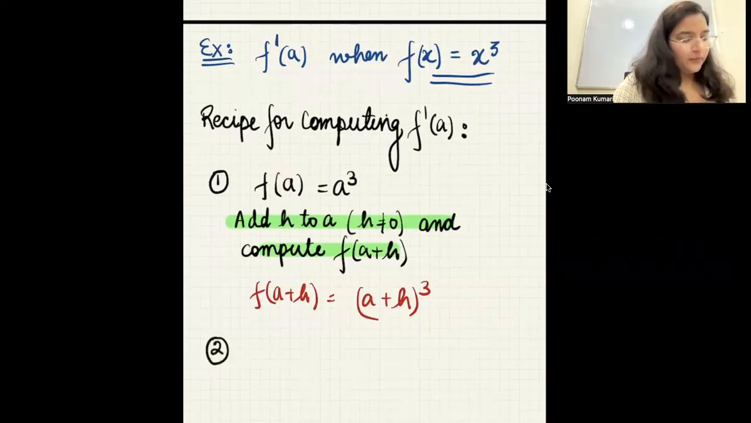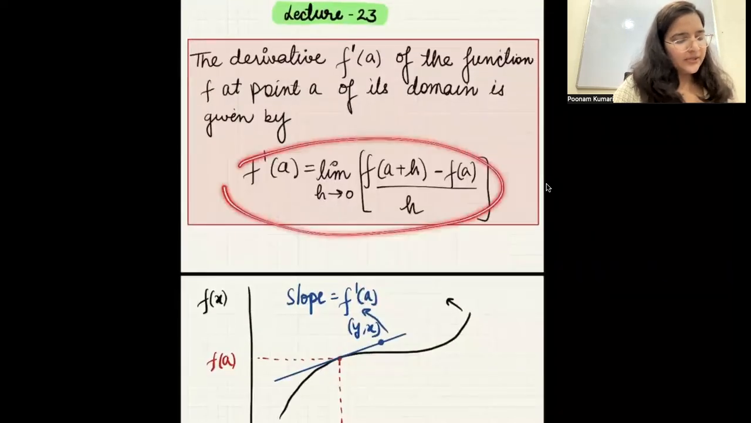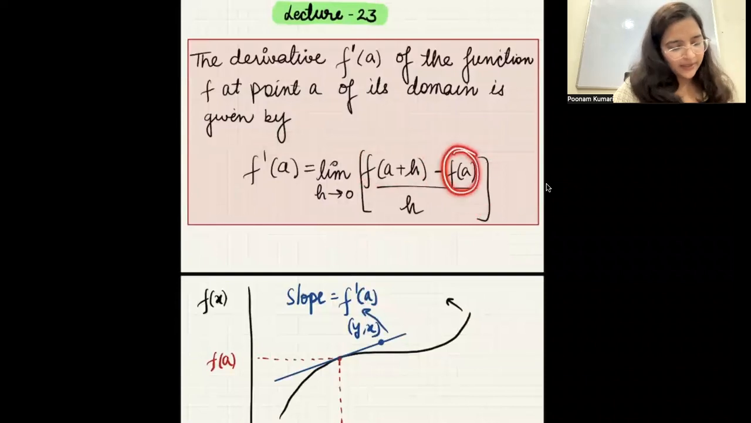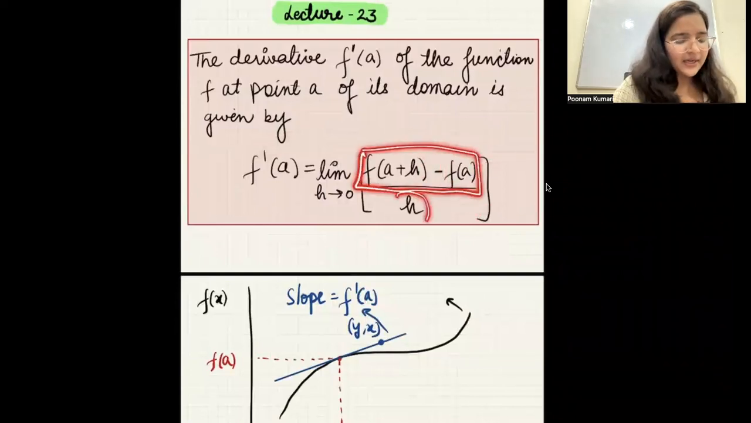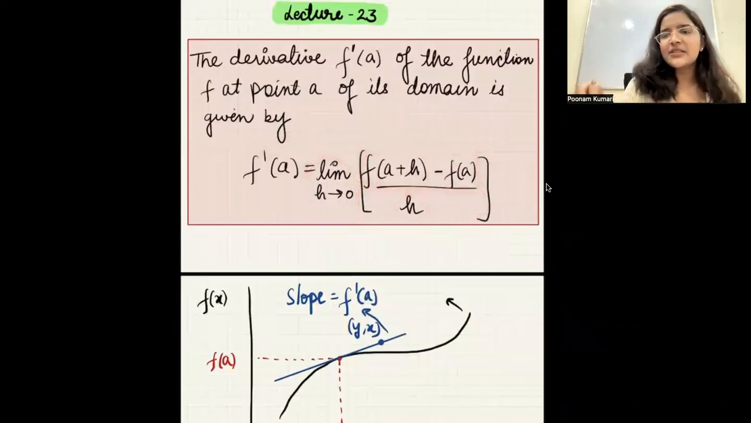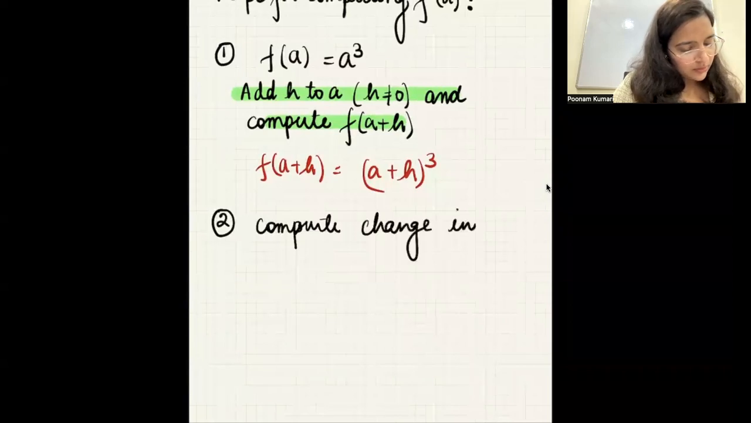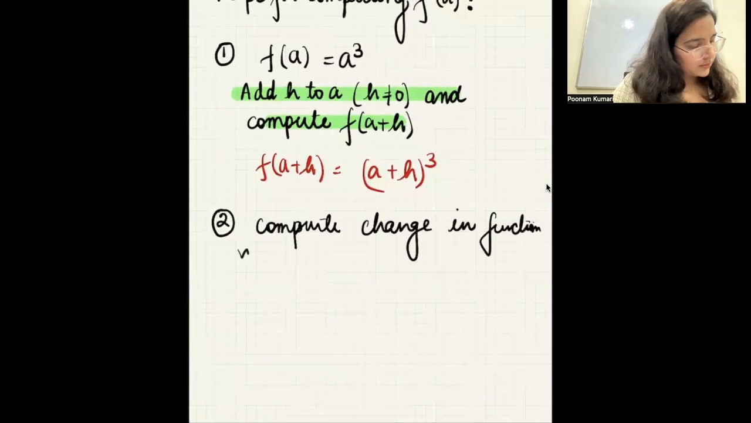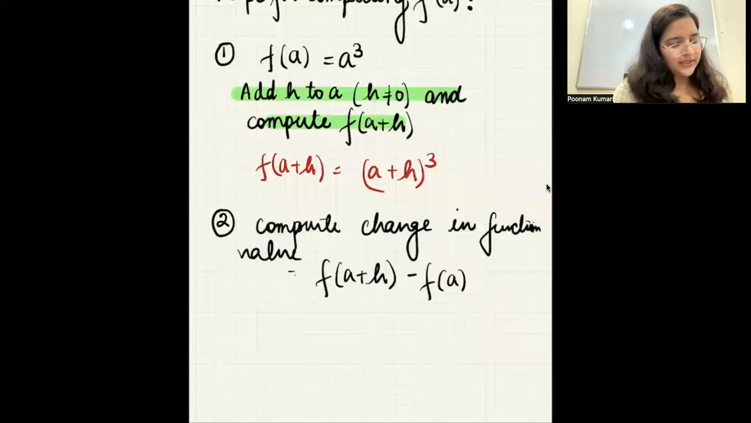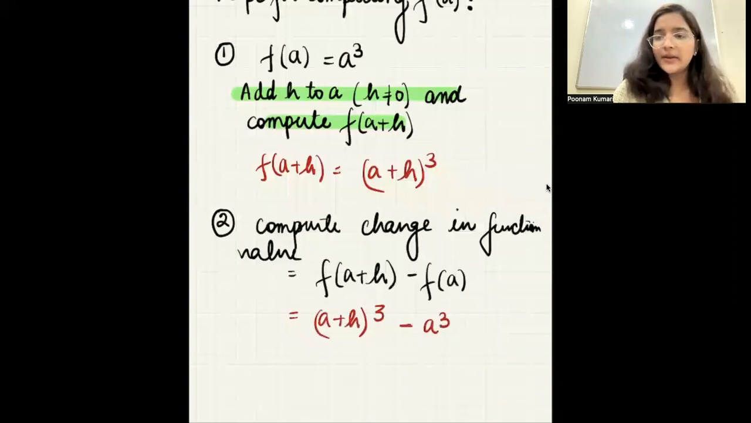Next step: my objective is very simply to find f prime a. So I have to find f of a plus h, and since f of a is known, I have to find this difference, then divide by h, then take the limit. All these steps are involved, and only then will I finally get f prime a. So I have to compute the change in function value, which is f of a plus h minus f a. Now what is that going to be? I can simply write it like this: a plus h power 3 minus a cube. That's what my change is going to be.